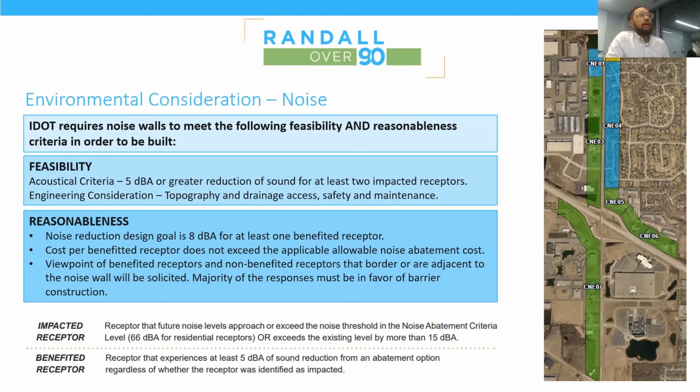Okay, we have a question asking, if the numbers are high for CNEO4, meaning CNEO4 is impacted and a barrier would be considered, so we'd go through our barrier analysis, would the barrier be a wall similar to those on I-90 already? And would the noise wall be in place, maybe, of the wooden fence currently in place by the residences?